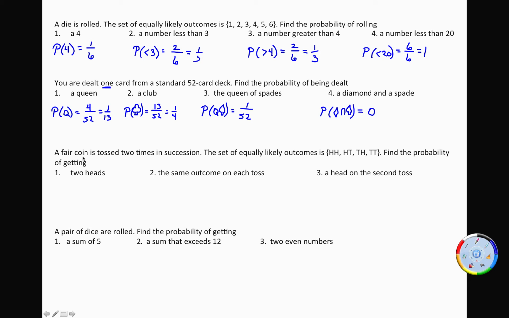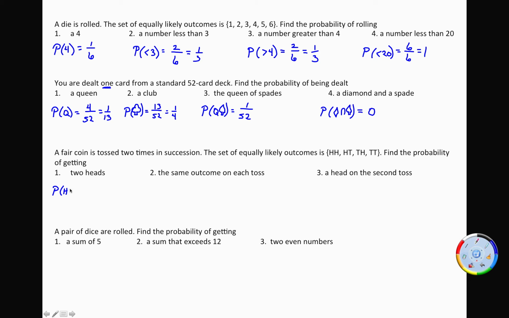A fair coin is tossed 2 times in succession. The set of equally likely outcomes is listed right here. They can either both be heads, the first one heads and the second tails, the first one tails and the second heads, or both tails. That's every possible outcome. Find the probability of getting 2 heads.